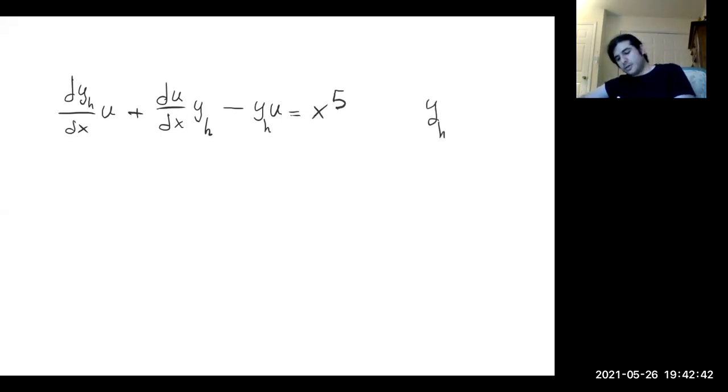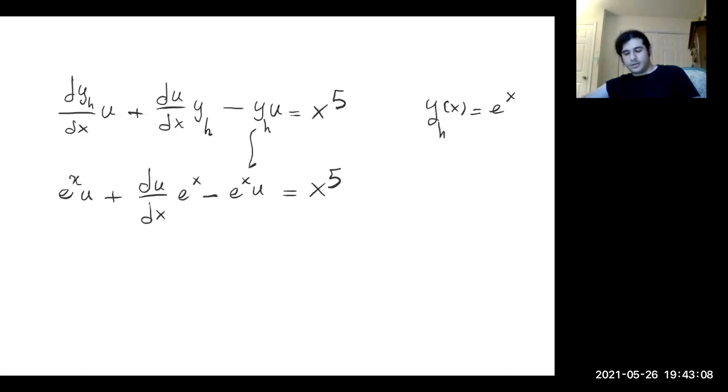Now we know what y_h is here. Our solution to the homogeneous part is just e to the x. Remember, there was a constant c, but I can absorb that into u. So I can just take y_h to be e to the x. So its derivative with respect to x is e to the x. e to the x u plus the derivative of u with respect to x times e to the x minus e to the x u equals x to the 5. Here, y_h is e to the x. So, well, that's the beautiful moment in mathematics. These two cancel each other. And we would end up with du/dx times e to the x equals x to the 5.